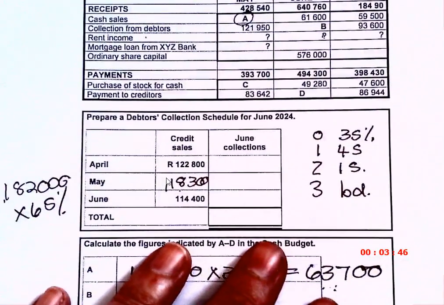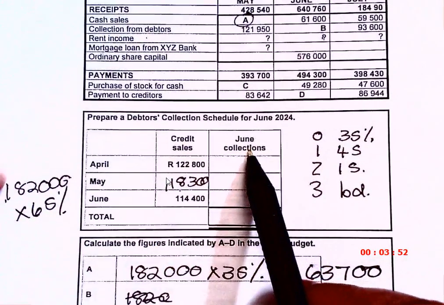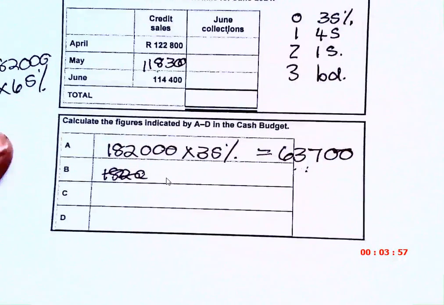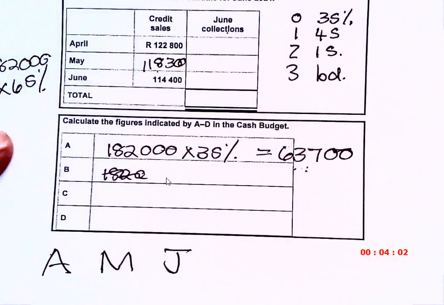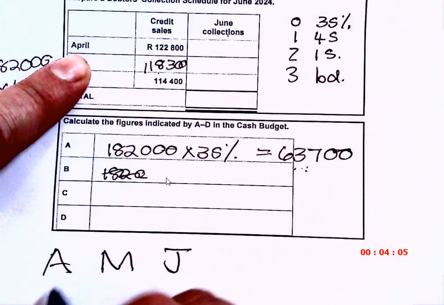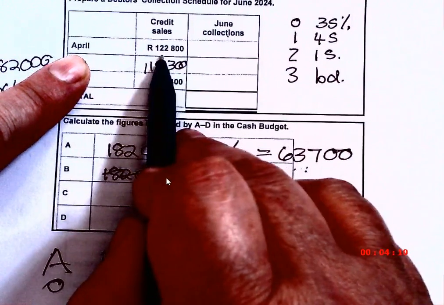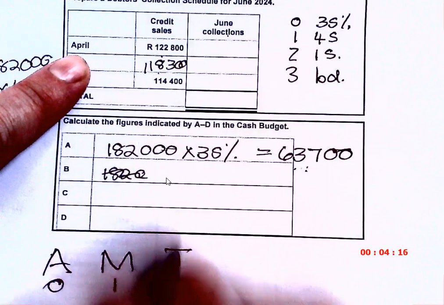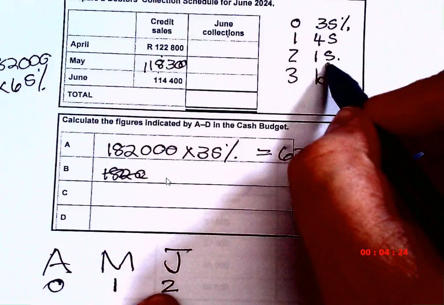So, I only want to budget June. So now let's go look. If I write my months like this: April, May, June. So, April is month 0. It's the month of the 122,800. May is the month following. June is 2 months following. You guys get me? The 2 months following is 15%.